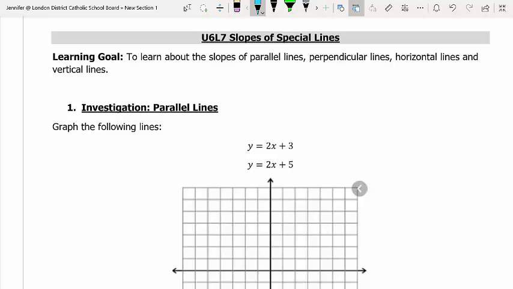Unit 6, Lesson 7, Slopes of Special Lines. So today we're going to learn about the slopes of parallel lines, perpendicular lines, horizontal lines, and vertical lines.